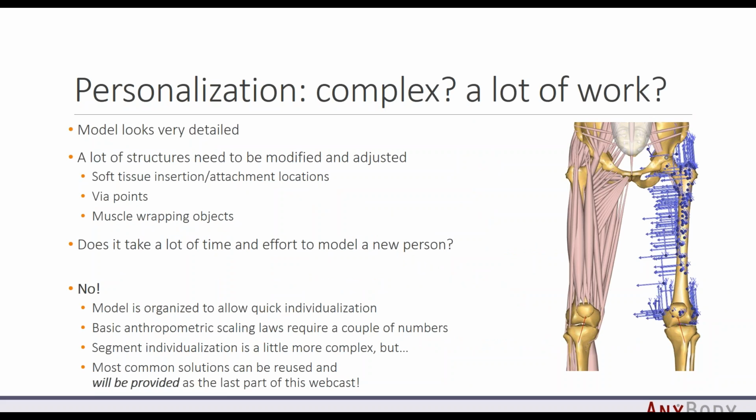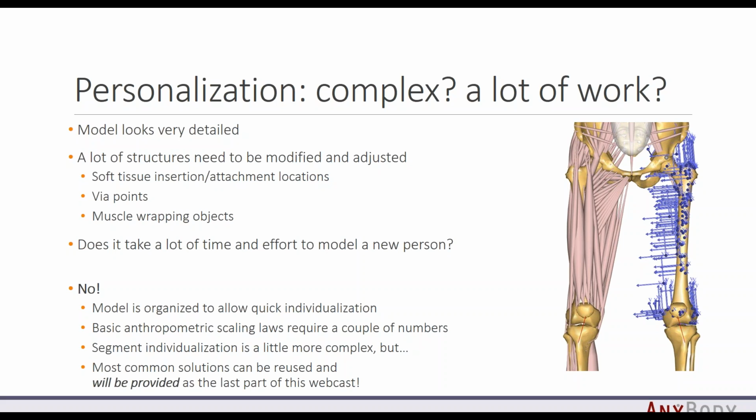So I think I spent a few minutes explaining what needs to be done for the personalization, and it probably sounds very complex. And if you look at the model, and the model looks very detailed as well, we have a lot of muscle attachments, we have a lot of muscles and a lot of segments, and that probably requires some work to do.